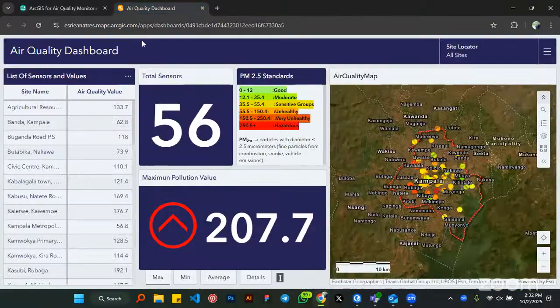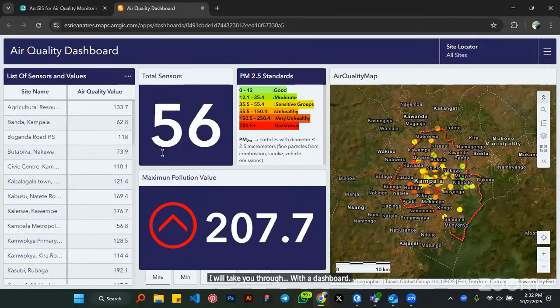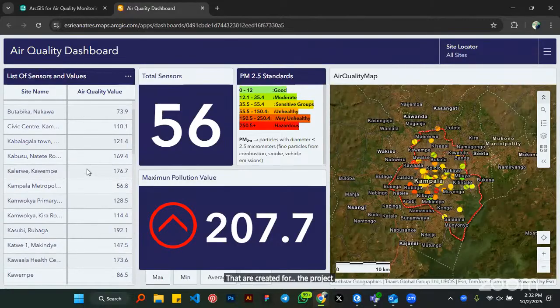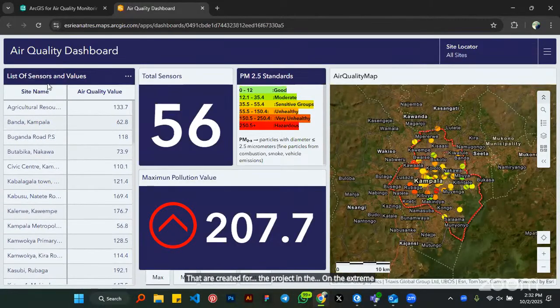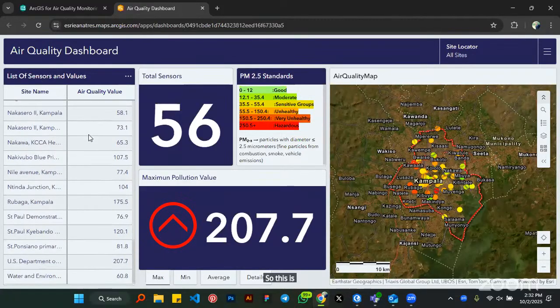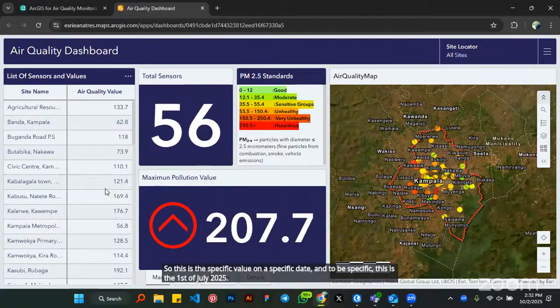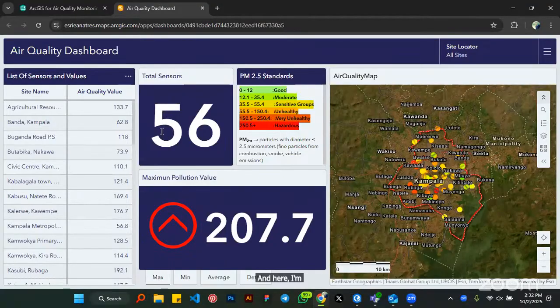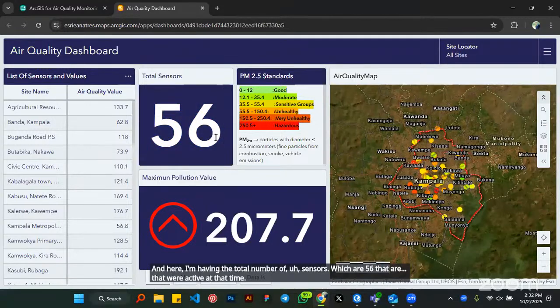I'll take you through the dashboard that I created for the project. On the extreme left, as you can see, I have the list of the sensors and the values. This is the specific value on a specific date, to be specific, the 1st of July, 2025. And here I have the total number of sensors, which are 56 that were active at that time. Right now, they could have increased.